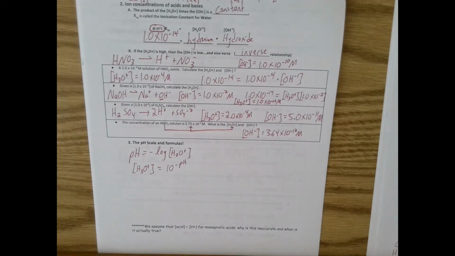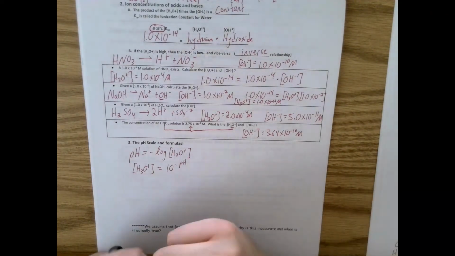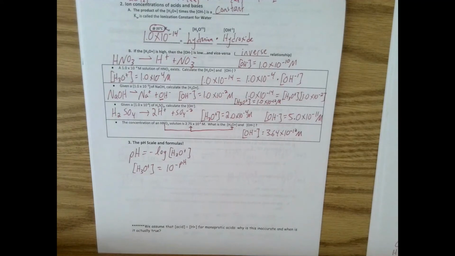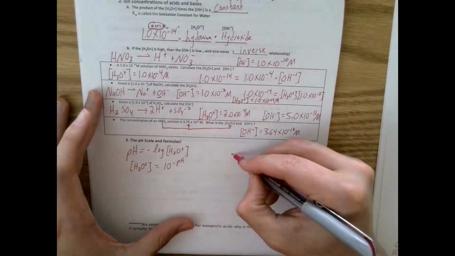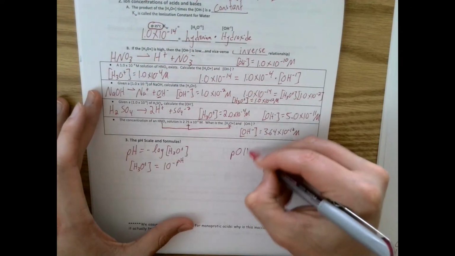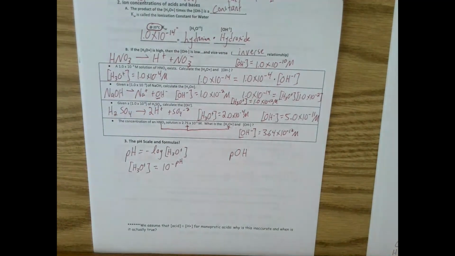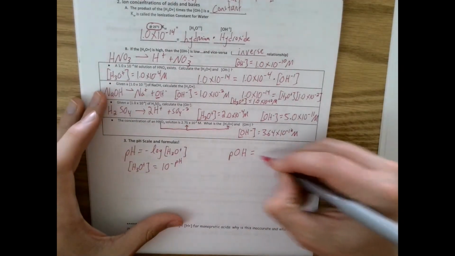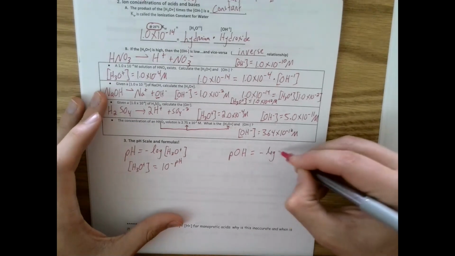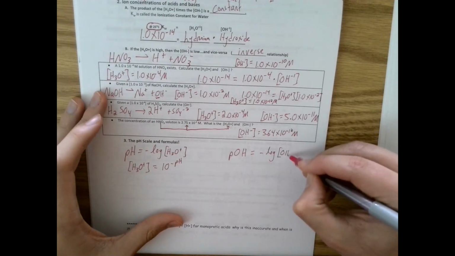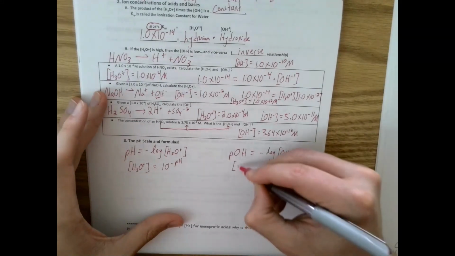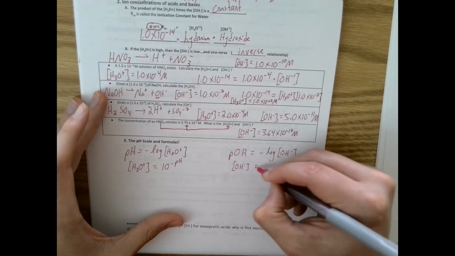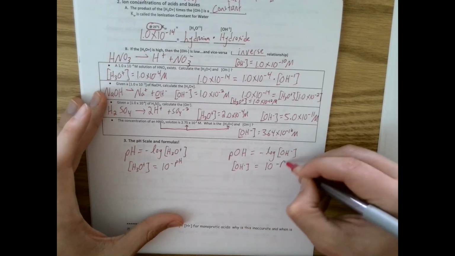So then, if pH is the measure of how acidic something is, we have another function called the pOH. So if pH is a measure of how acidic, pOH is a measure of how basic. The pOH equals the negative log of hydroxide concentration. So then hydroxide concentration equals 10 to the negative pOH.